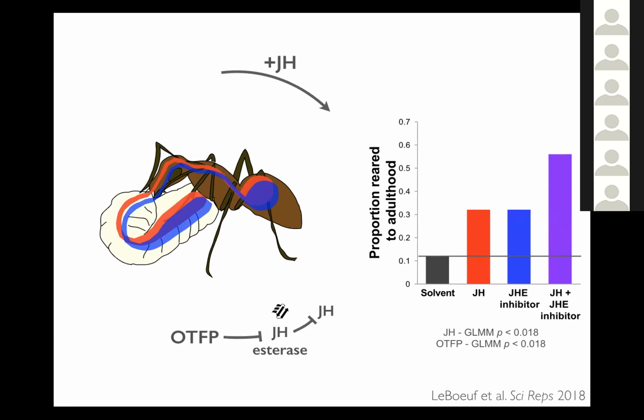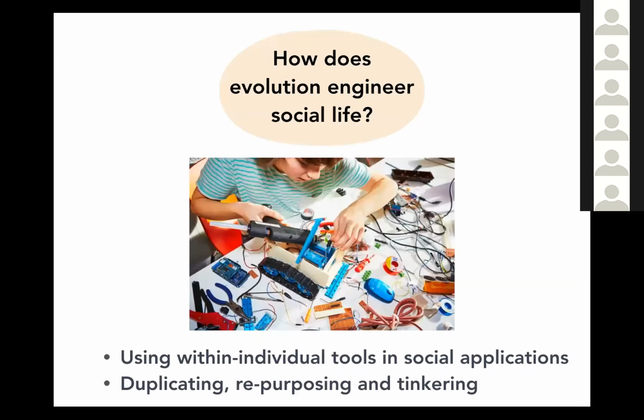And when we have them both there, we see an even greater response where we have more individuals reared to adulthood. So that's very cool. And what it tells us is that fundamentally, how does evolution engineer social life? And we're seeing one way that it's doing it.